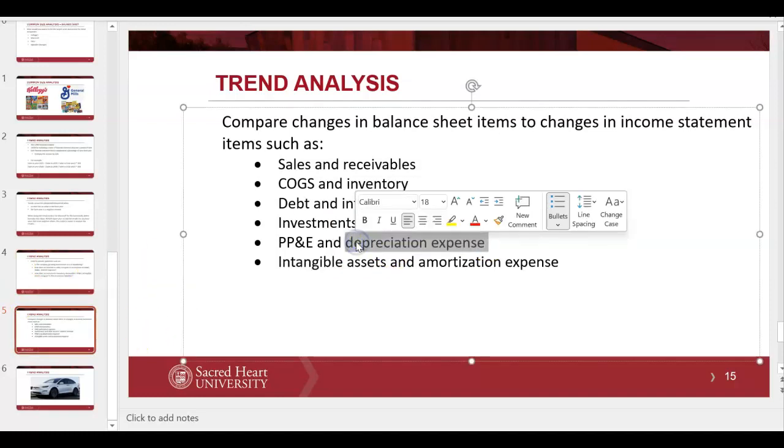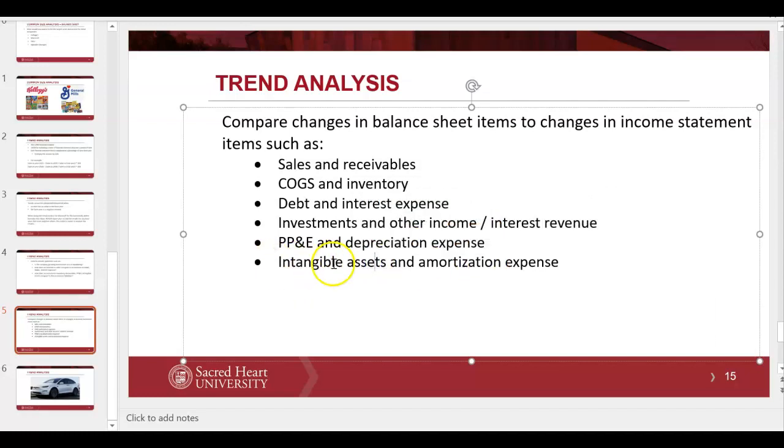on depreciation expense? Oftentimes it is not reported separately on the income statement. We may be able to find this information in the footnotes, but we're not going to get to that level of detail in this assignment. And then how do the changes in intangible assets compare to changes in amortization expense? And again, amortization expense is not likely to be found directly on the income statement. If the analyst wants to, they can go to the footnotes and see if any information is reported there.